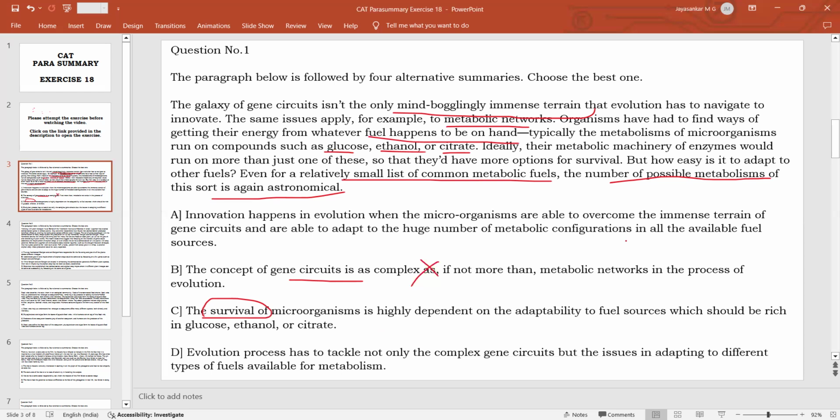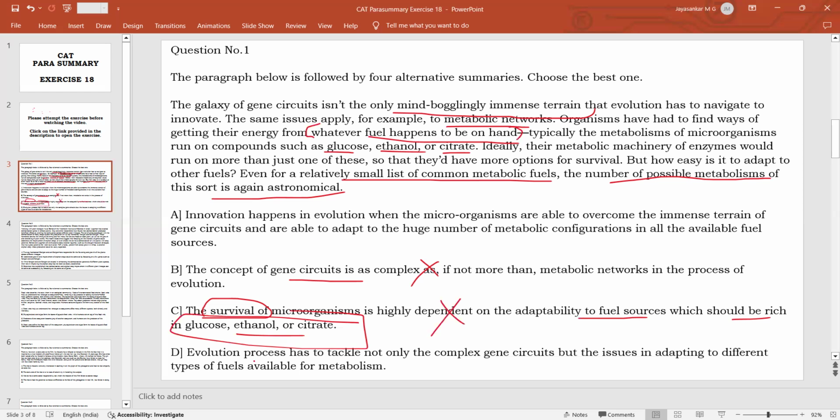Whereas this option says that we should look for other sources of fuel which should be rich in glucose, ethanol, or citrate. No, the passage says that normally metabolism happens through fuel sources which have compounds like glucose, ethanol, or citrate. But for innovation, microorganisms have to look for other sources of fuel and adapt to these sources of fuel. So that is a complex issue. Whereas this option says that adaptability to fuel sources which should be rich in glucose, ethanol, or citrate, this again is wrong. So two problems here.